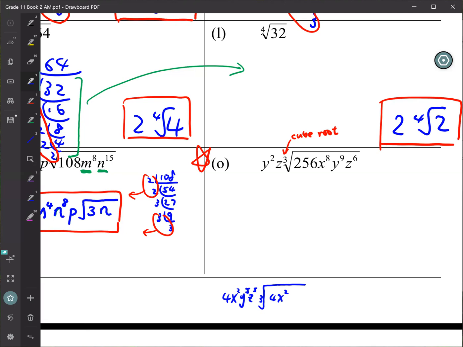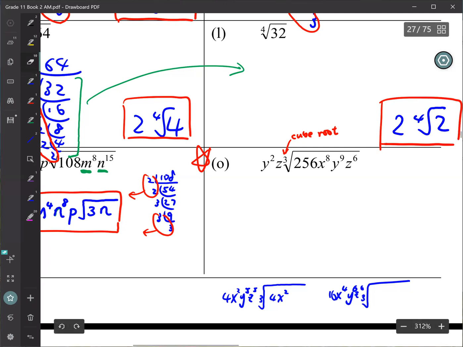Eric, what's your answer? I have 16x to the 4 y to the 6 z to the 6 and then square root of y. Cube root. What's inside a cube root? Oh, sorry, I read it as z to the power of 3. I said that many times. Come on, Eric, you gotta pay attention. I even wrote it on the sheet, right? It's a cube root. Okay, Eric.